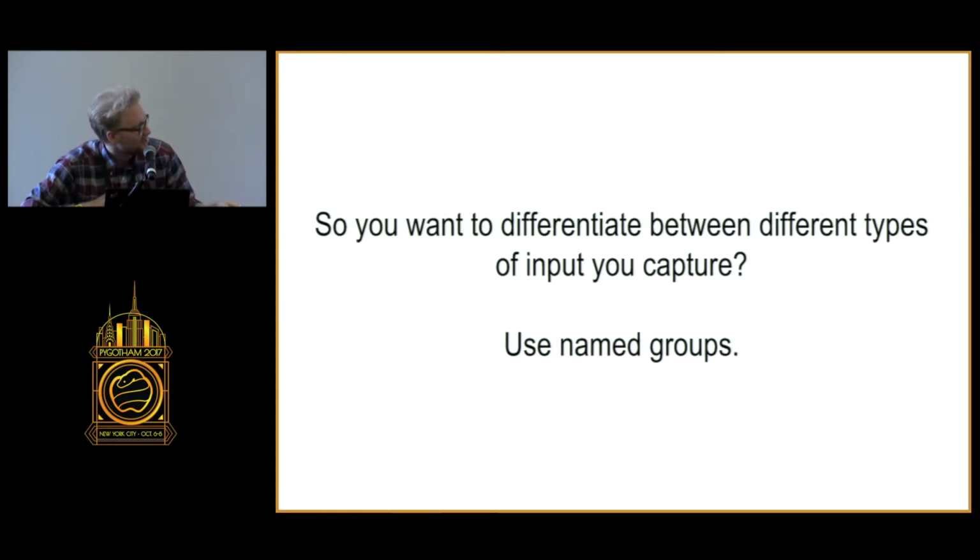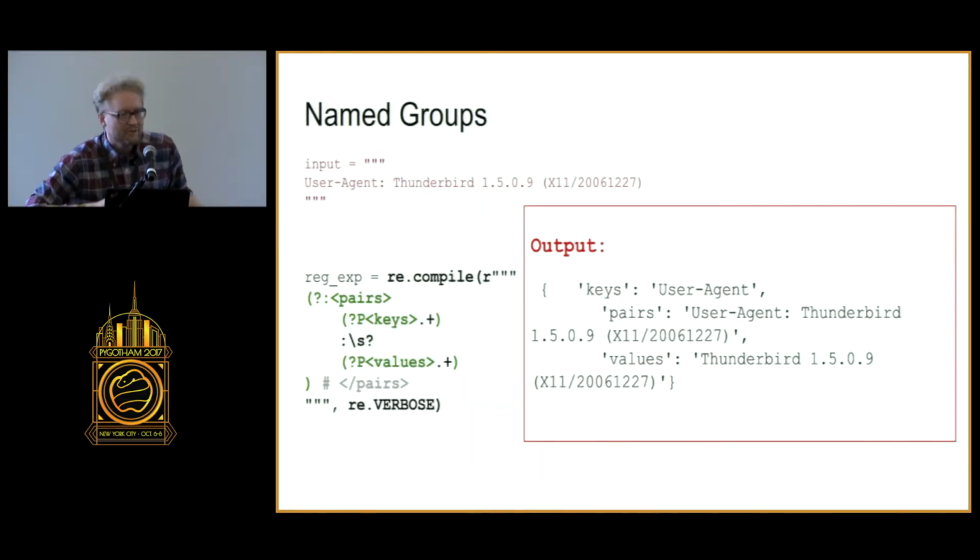I hear you want to differentiate between different types of input you capture. You can use named groups for this. So here we have some input. It is a simple key-value pair. It's an HTTP header. Let's pretend that this is some kind of raw input stream. Well, we don't need to pretend. This happens billions of times a day.